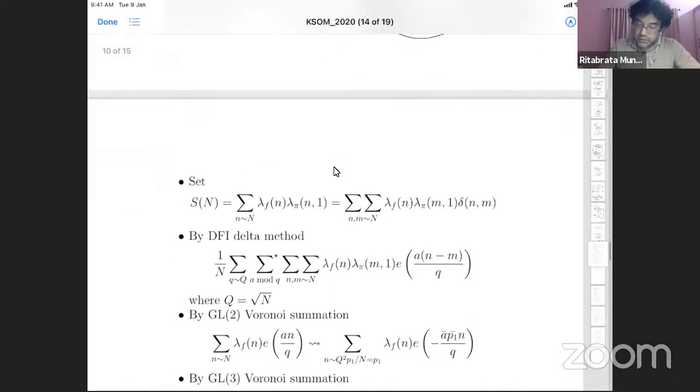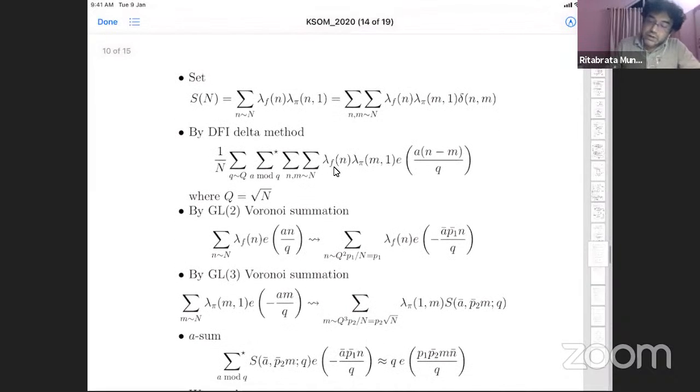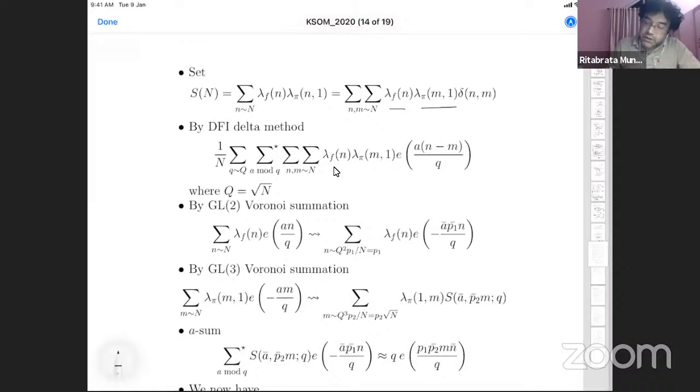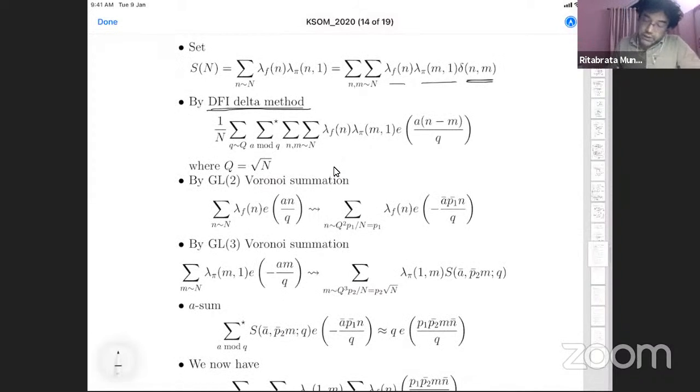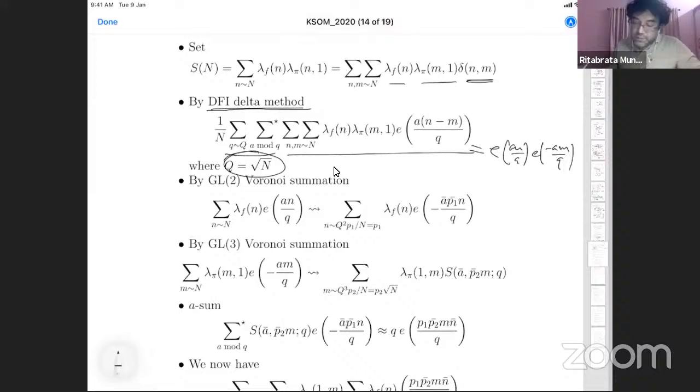Okay, so step one, I separate the oscillation of lambda f n and lambda pi m by introducing a delta symbol. And then I use an expansion of the delta. Here I'm using the Duke-Friedlander-Iwaniec delta method, which is really writing it down in terms of trigonometric functions. My q is going to be square root of n, square root of the size of the equation. So now the n sum and the m sum are nicely separated, because this is basically e of an by q and e of minus am by q. So n and m are completely separated.